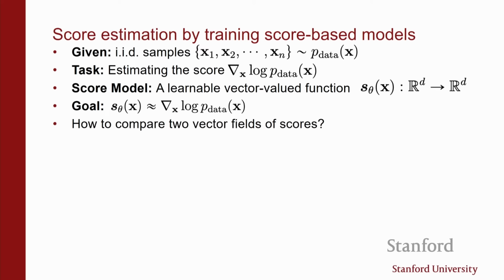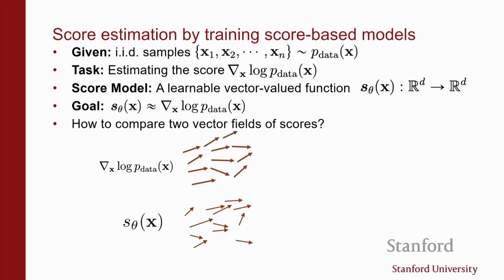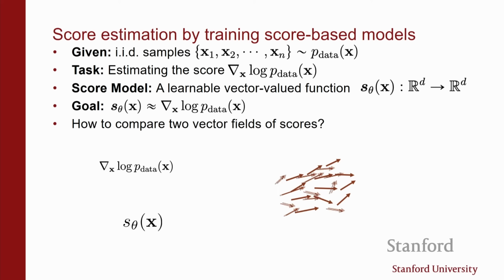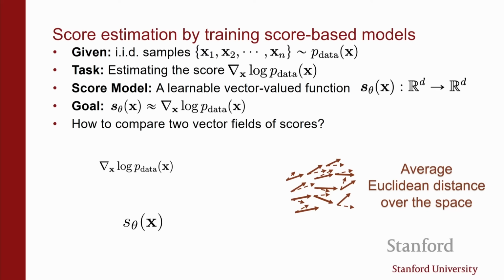So the first question is, how do we compare two vector fields? There's going to be the true vector field of gradients corresponding to the data density, and an estimated vector field of gradients. How do we compare them? A reasonable way is to overlap these two vector fields. At every point, there is a true gradient and an estimated gradient, and we can look at the difference between the two and average this over the whole space.